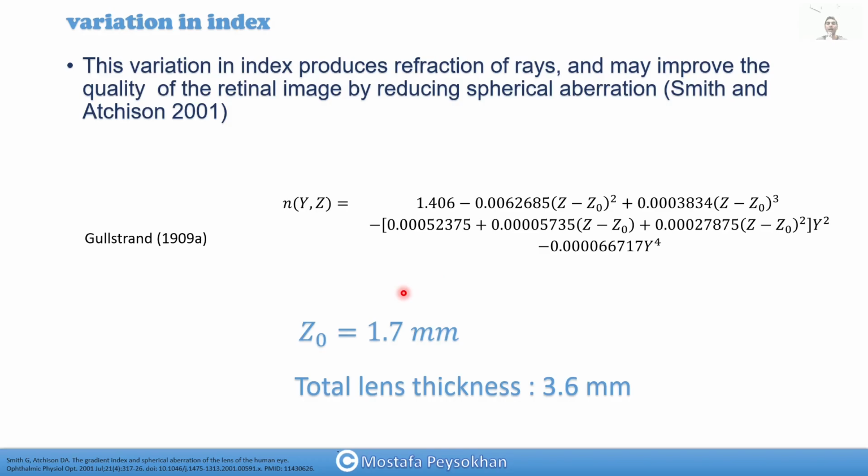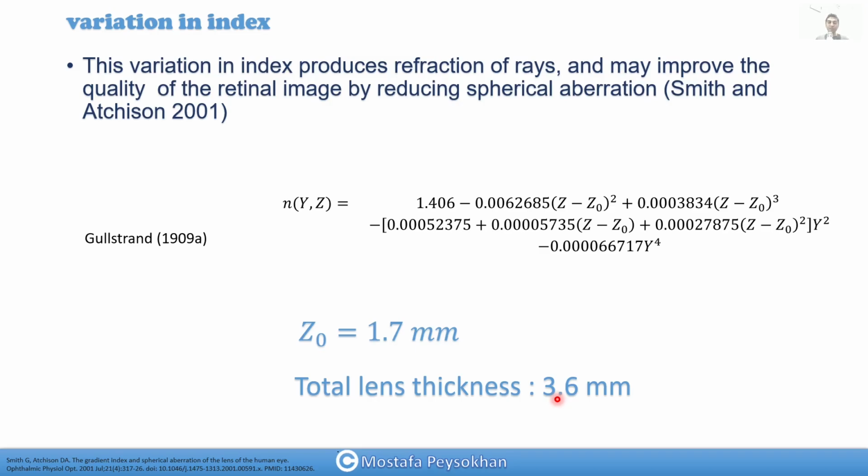because the refractive index of the eye should have a symmetry in the y direction. If you have any odd power of y, then it's not going to be symmetric, because the top part of the lens should be exactly the same as the bottom part. So we only have powers of 2, 4, 6. And in this equation, z0 is roughly half of the lens, so it's 1.7, and the total thickness of the lens we consider 3.6 based on this model. These are very well-known numbers, and people usually use these models when they want to import them into Zemax.